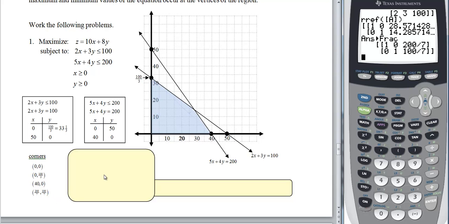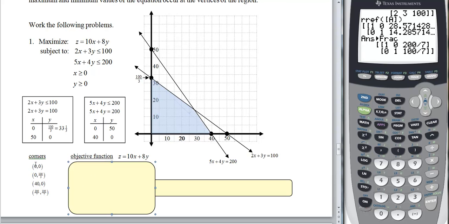Now here's the new part. This is where, even though they give you the objective function right at the very beginning of the problem, it's going to be almost the last thing that you do because you don't know the corners yet. So now with my objective function, notice I've got an x and a y, so I'm going to be substituting my x's and my y's into this equation and see what happens.